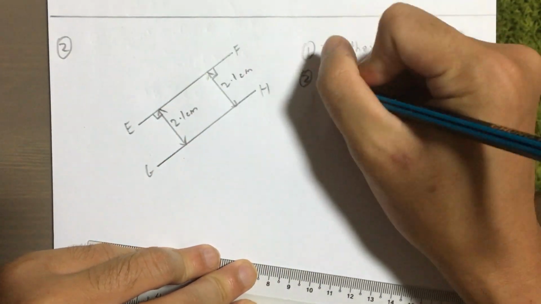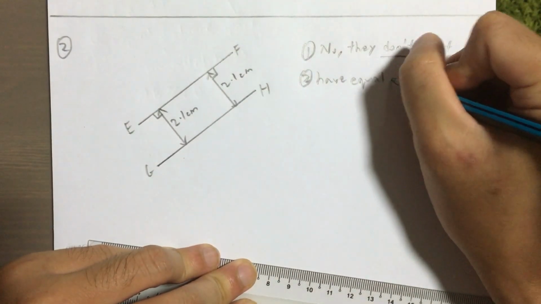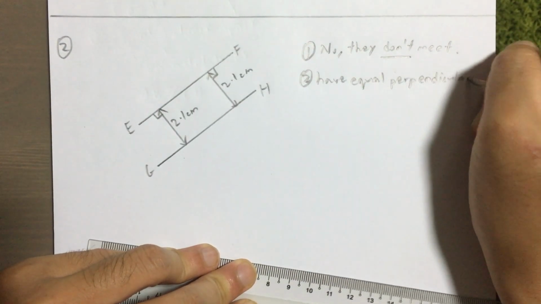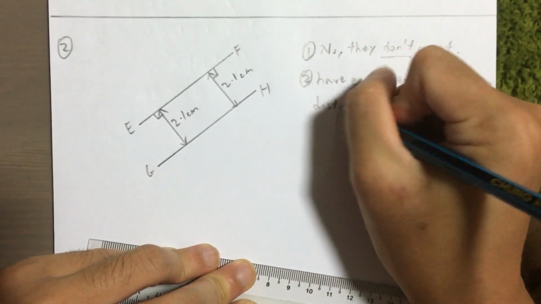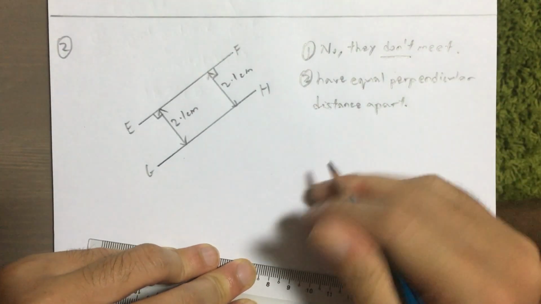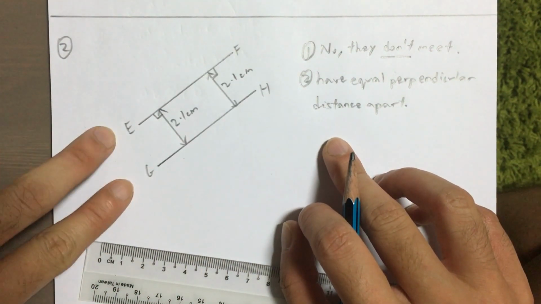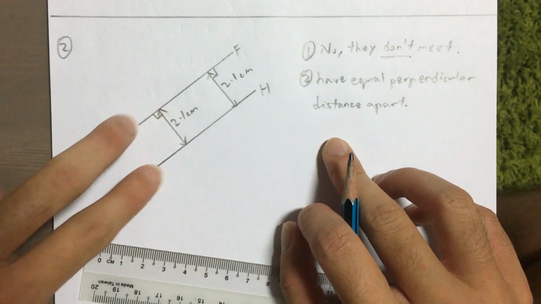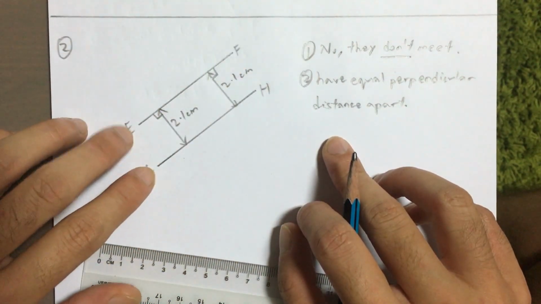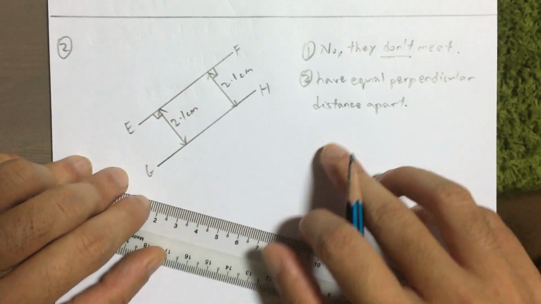So parallel lines have equal perpendicular distance apart. First, parallel lines do not meet. You can draw longer over both ends, they will not meet. And why do they not meet? Because they are always separated by equal perpendicular distance. It has to be perpendicular distance.